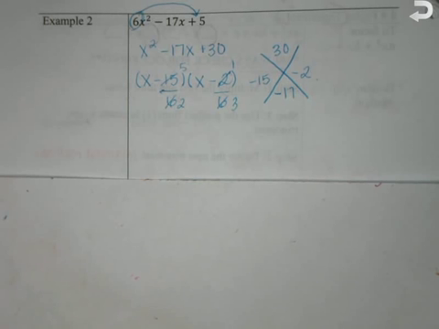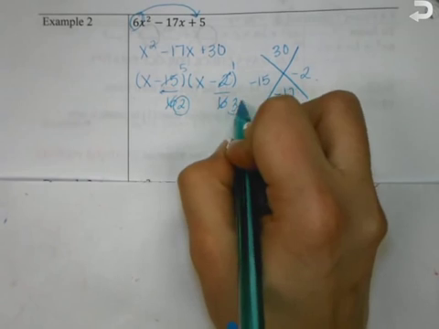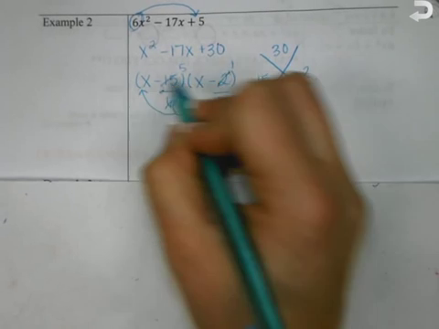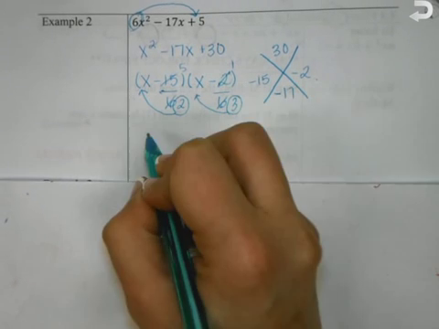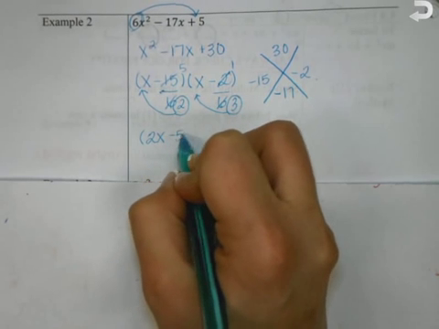Okay. So very last step. What do I do last? Skylar, what's my last step? Exactly. Move the bottoms up. So the 2 goes up here, and the 3 goes up here. So my answer would be 2x minus 5 times 3x minus 1.